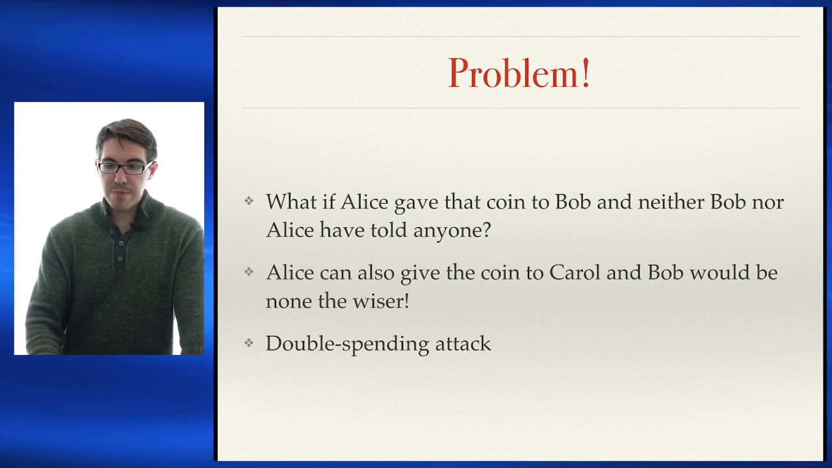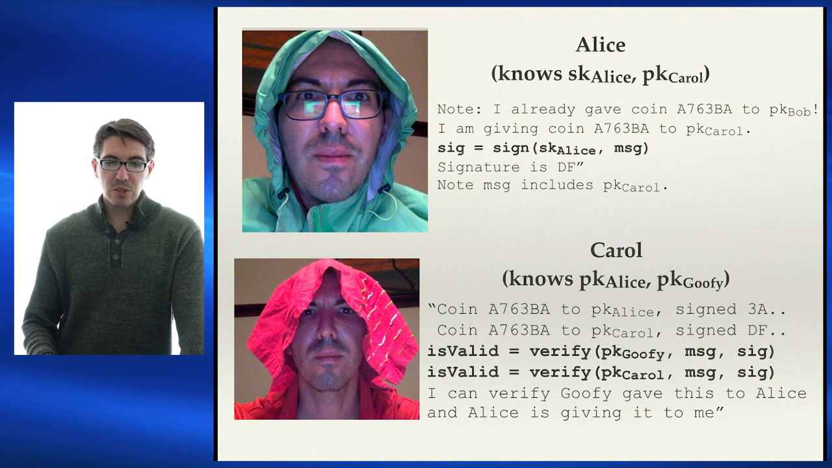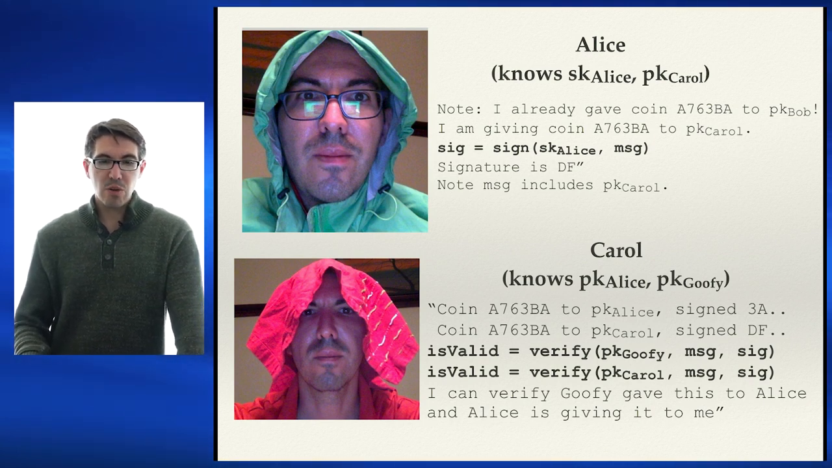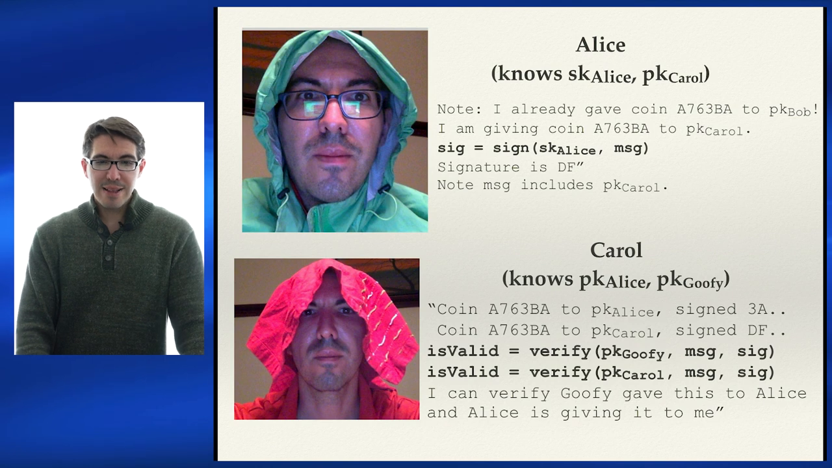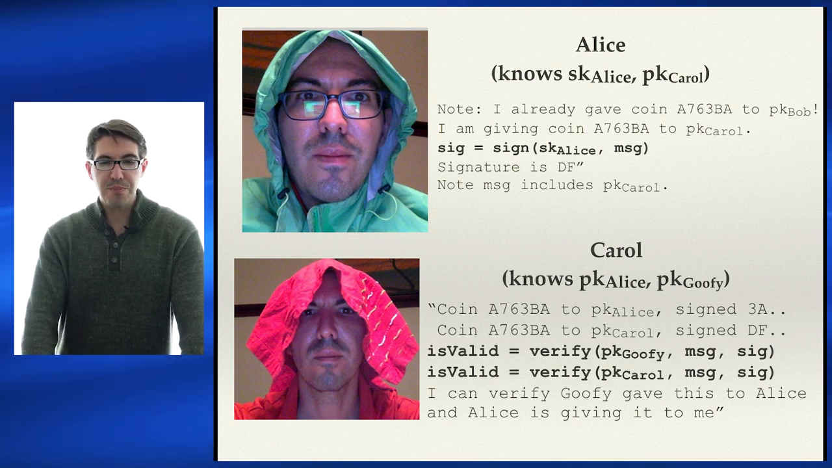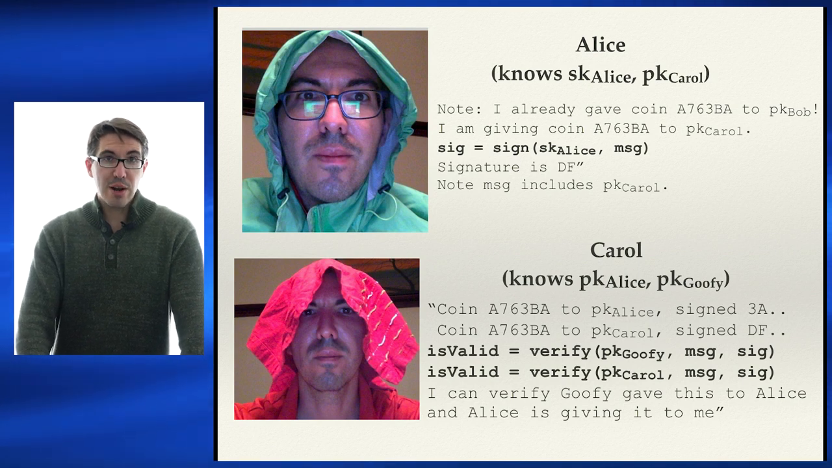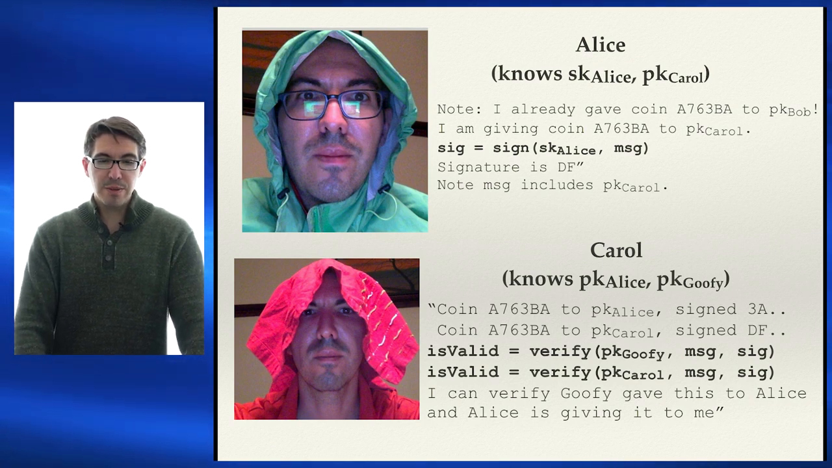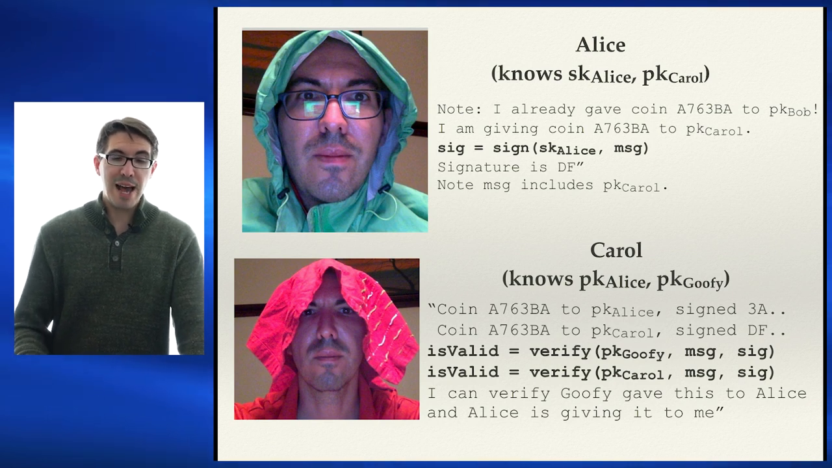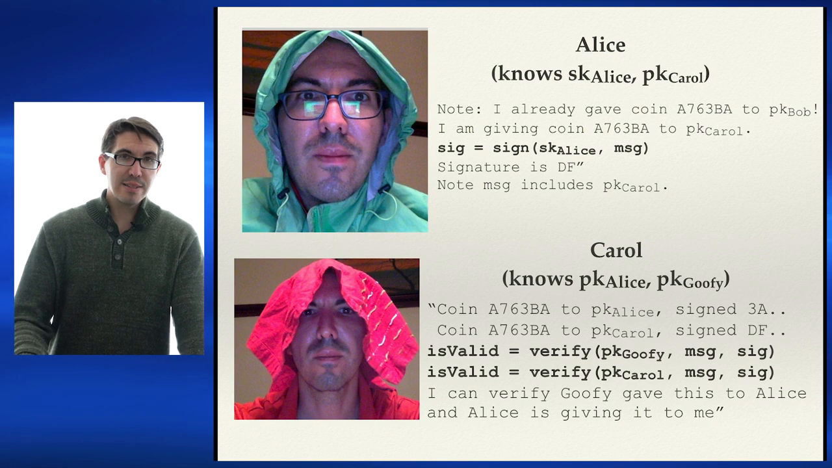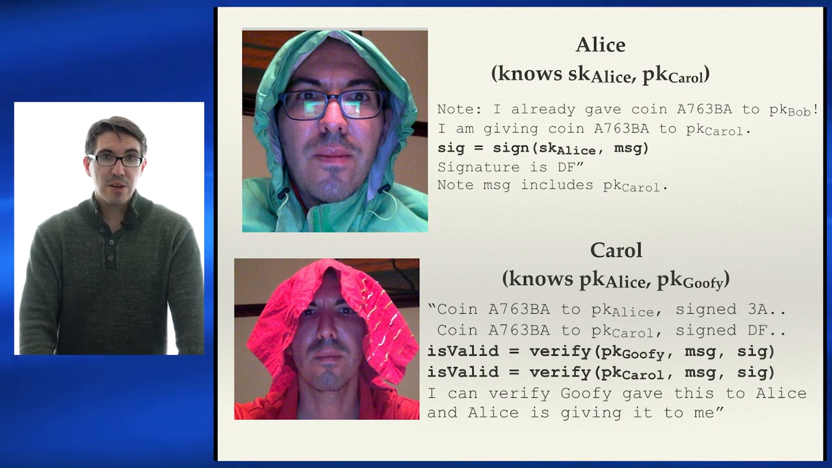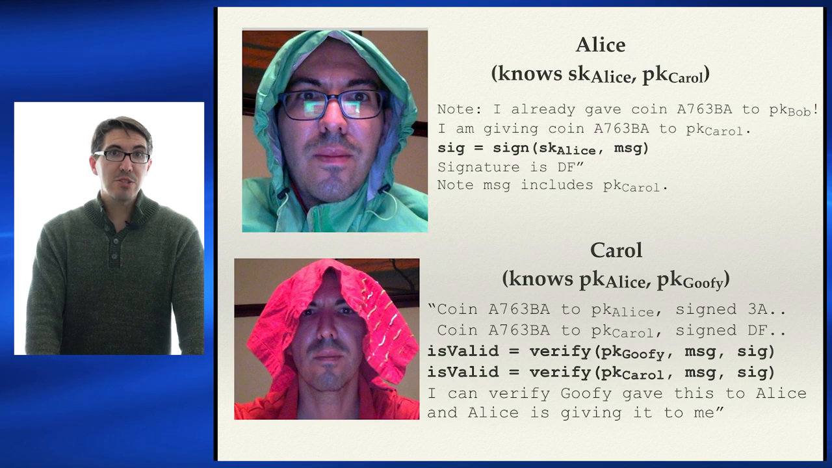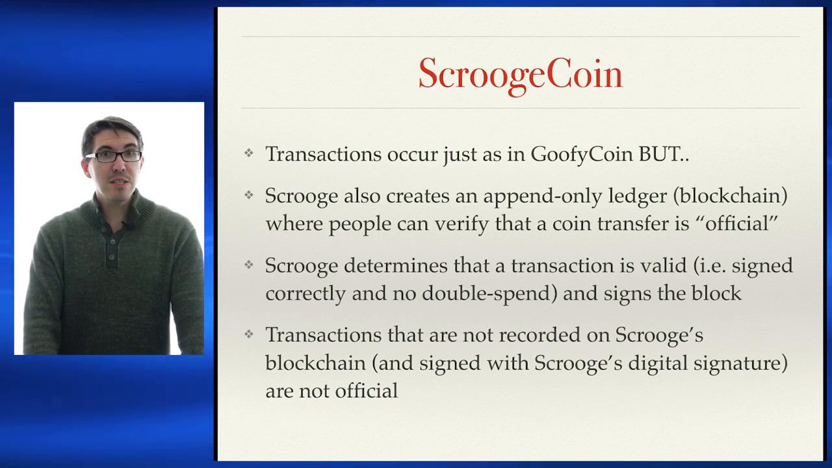Let's think about how this would work. Alice has already given the coin away to Bob, but Bob hasn't told anyone yet. It hasn't been published. So Alice goes to Carol and says, hey, I'll give you a Goofy coin for some ice cream. Alice generates a signature, makes a transaction, shows it to Carol. Carol, looking back at the information that's publicly available, says, Goofy generated this coin and it was valid. Goofy sent it to Alice. That was valid. Alice sent it to me. That was valid. I can verify. There's no way of knowing, according to what we've done so far, that she's already given it to someone else. So this is a pretty major problem.